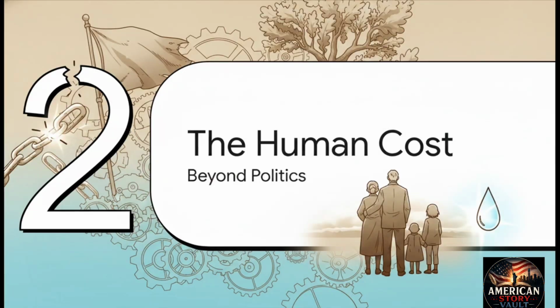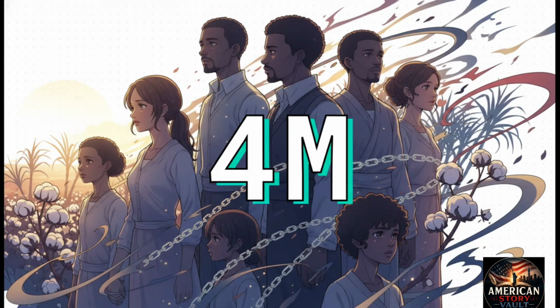Section 2. The human cost. 4 million. We aren't just talking about abstract political concepts or lines on a map here. We are talking about 4 million individual lives, men, women, and children, stolen from their homes. Families who were forced to stand by and watch as their kids were auctioned off like furniture, never to be seen again. This was a daily, unimaginable nightmare of barbaric punishments and forced labor from sunrise to sunset. Make no mistake, this is the true heartbeat of the conflict.